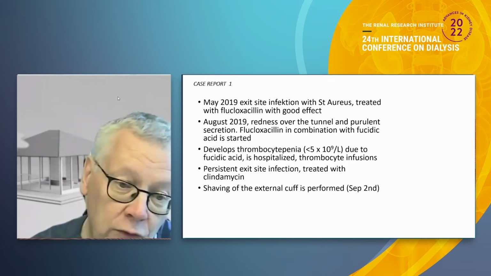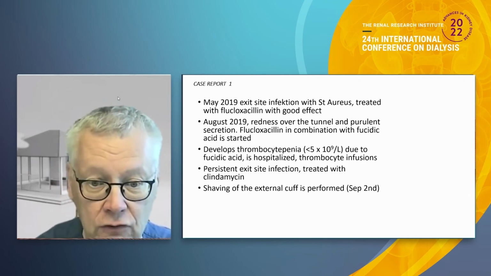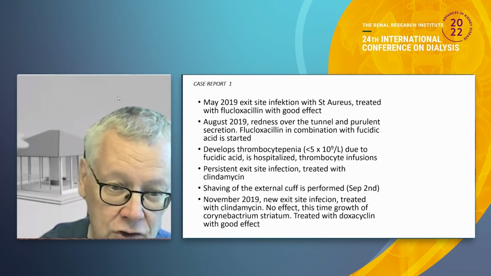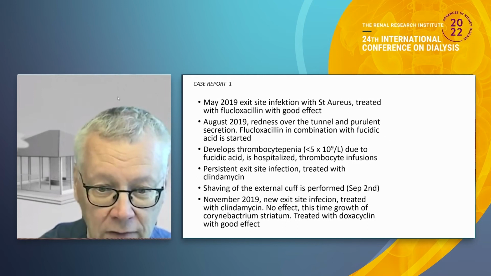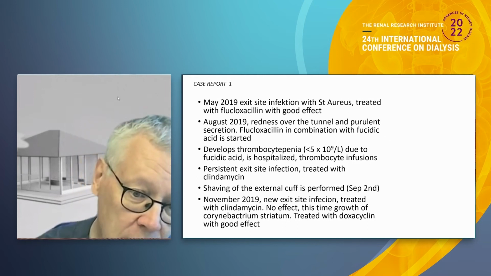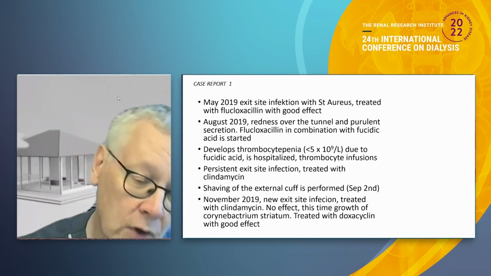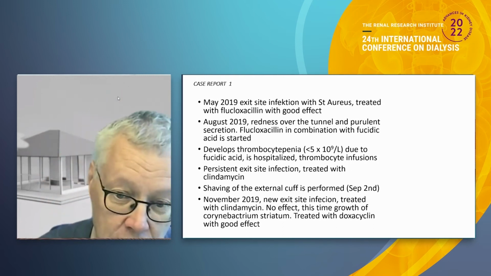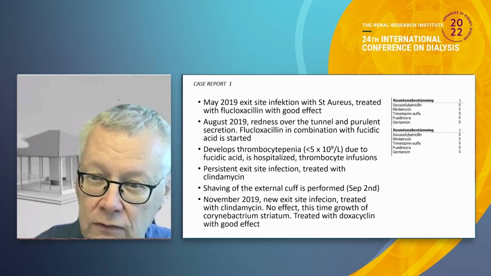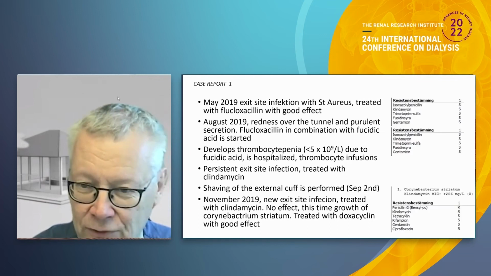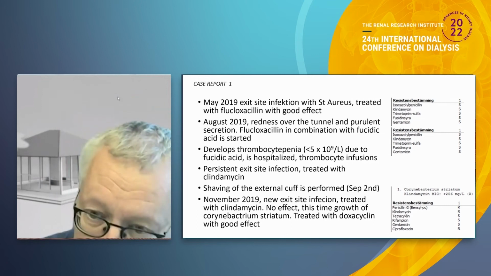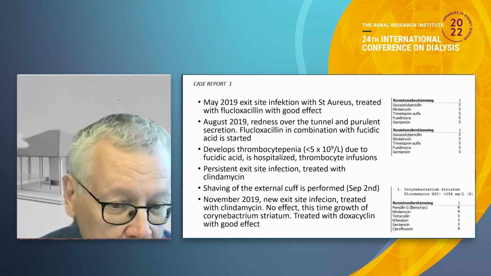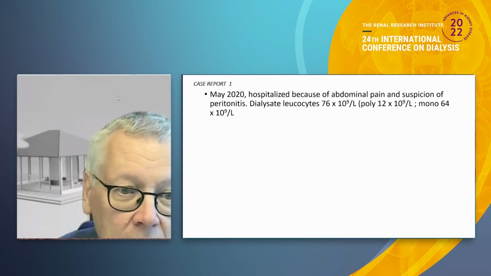And then we did what we often do in this situation: we shaved the external cuff. That was quite successful, but he got a new exit site infection. No effect of clindamycin, but this time it grew Corynebacterium, which is not a very common pathogen. But according to the sensitivity, we treated with doxycycline with good effect. And you can see that the staph were quite susceptible to all antibiotics, whereas there was resistance in the Corynebacterium. So obviously this was the cause of the infection.